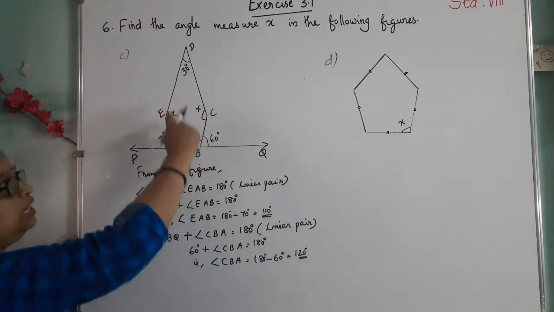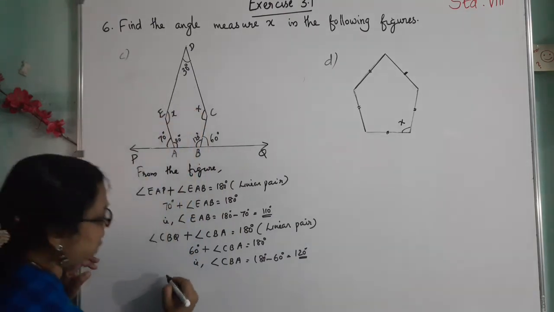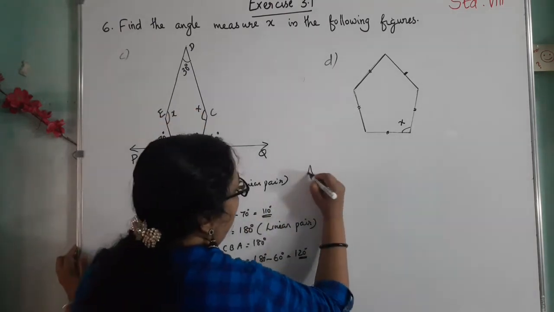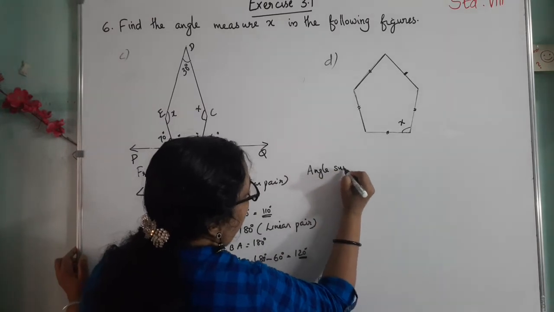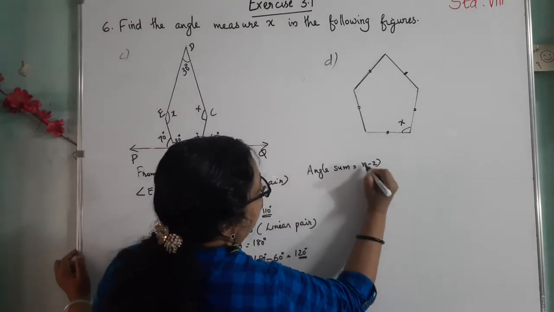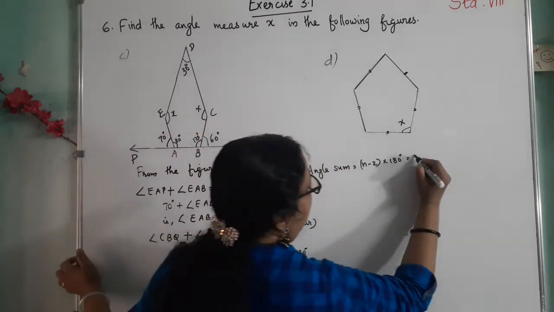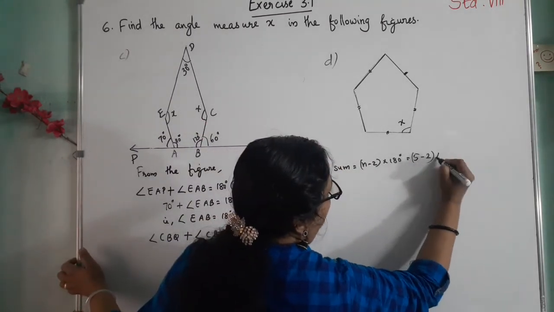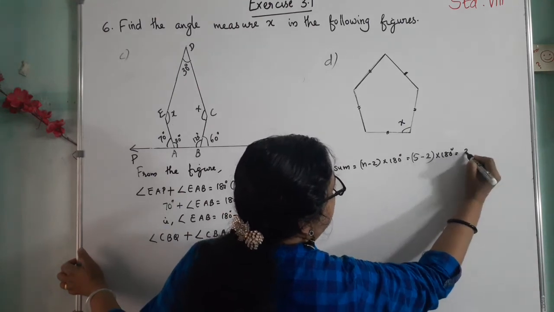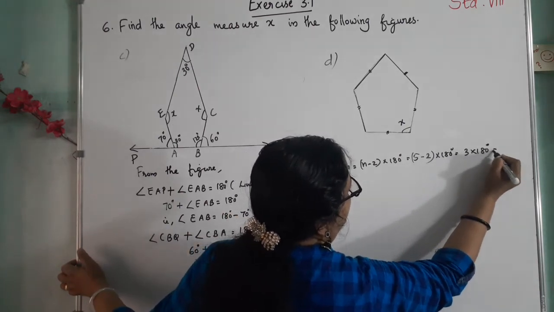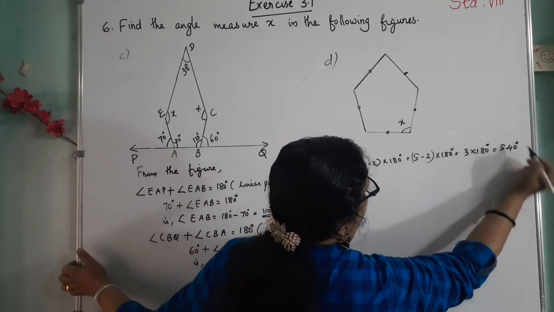So we know that this is a pentagon. So the angle sum equals n minus 2 into 180 degrees. Here n is 5. That is 5 minus 2 into 180 degrees. That is 3 into 180 degrees, which is equal to 540 degrees.